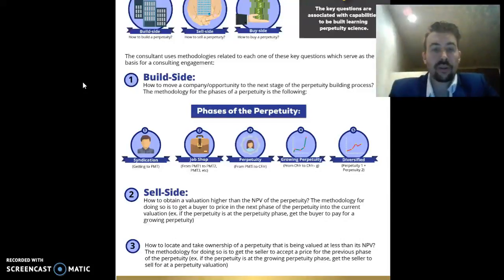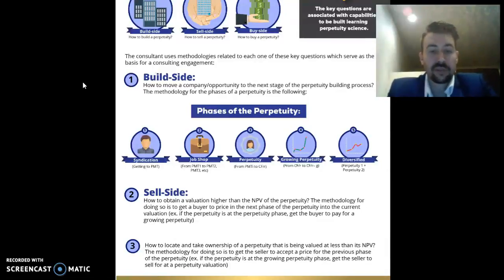And so in the third side of the perpetuity, the buy side, we are going to be answering the key question how to buy a perpetuity. And so we're focusing on how to locate and take ownership of a perpetuity that is being valued at less than its net present value.